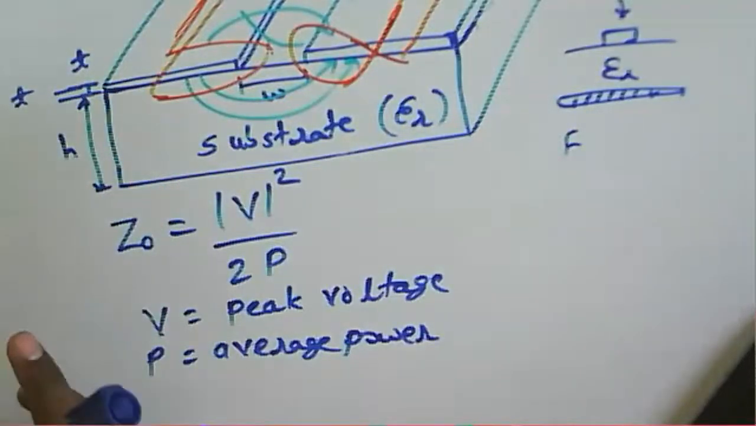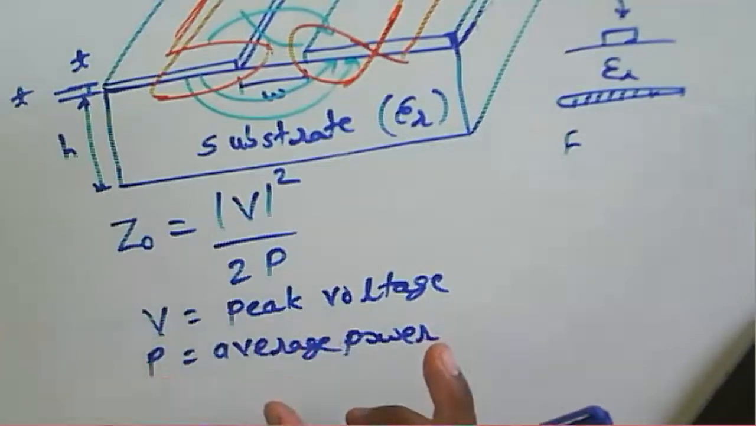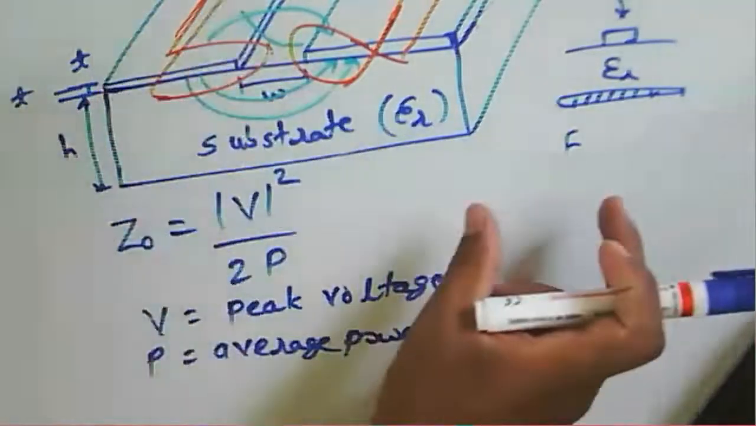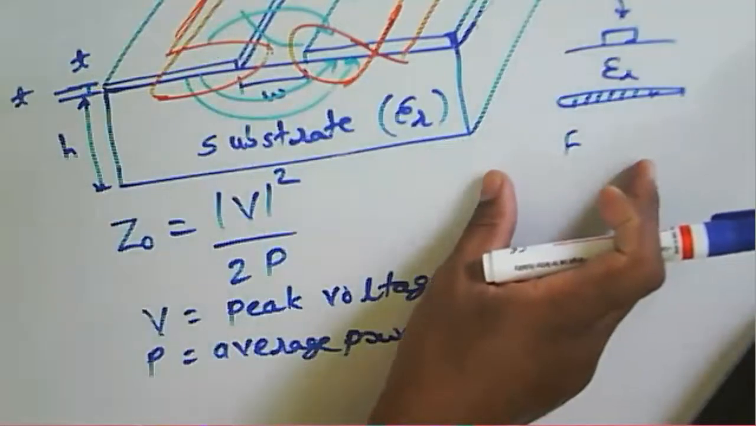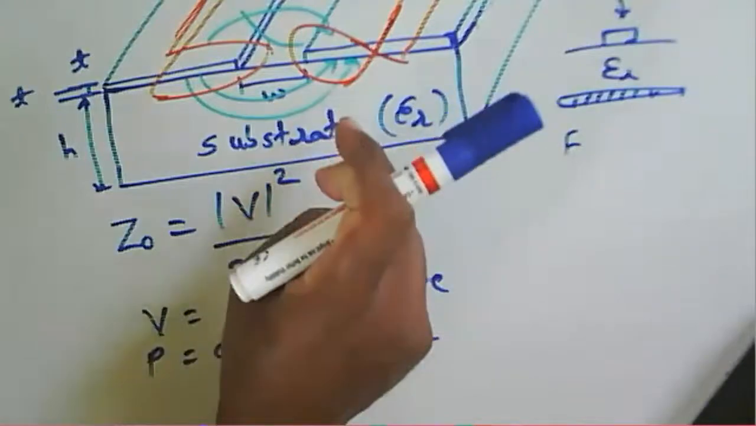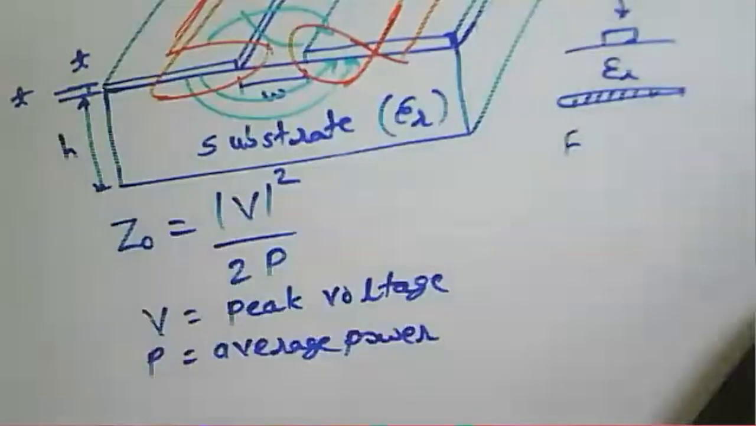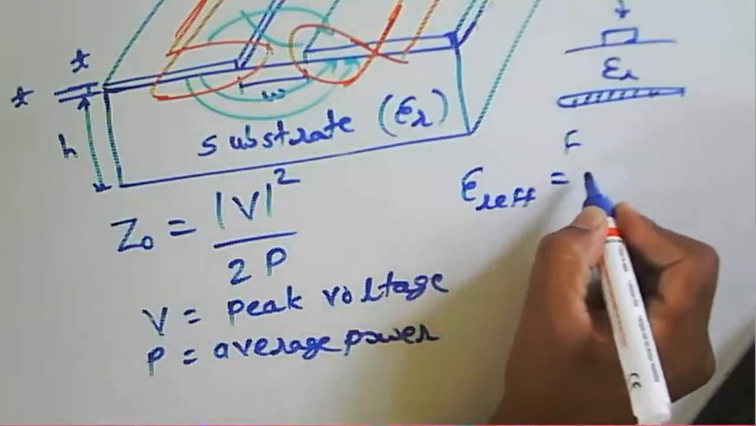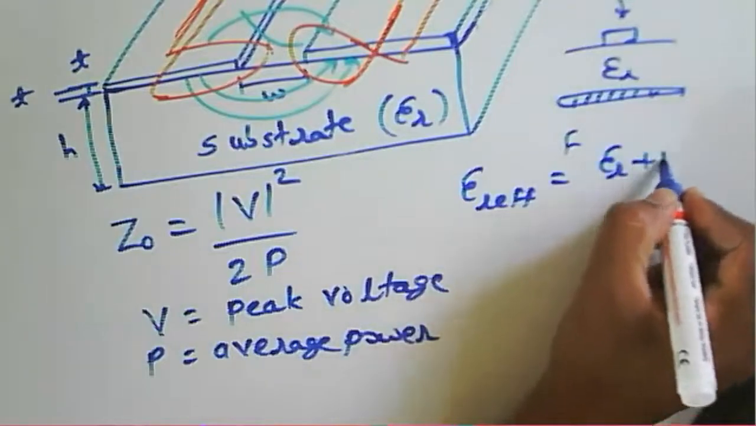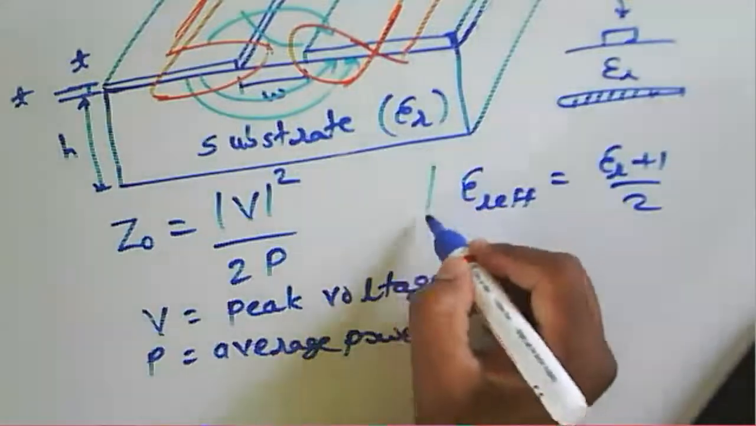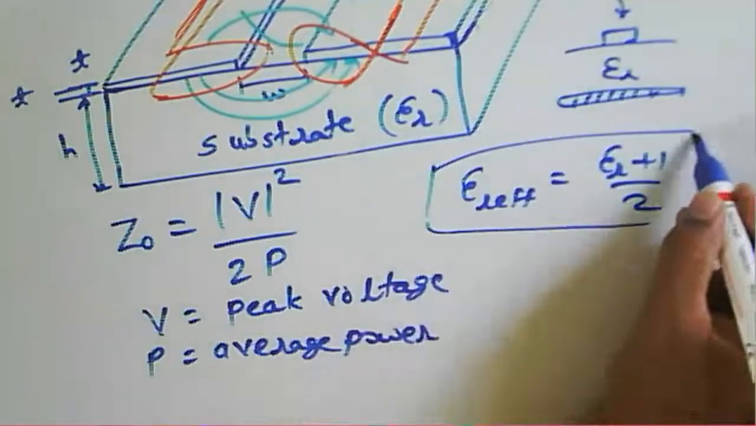And if you compare the losses, again we need to talk about what the effective substrate value will be, that is epsilon r. We have seen earlier that the effective substrate value is equal to (epsilon r plus 1) by 2. And this is the effective substrate value for the slot line.